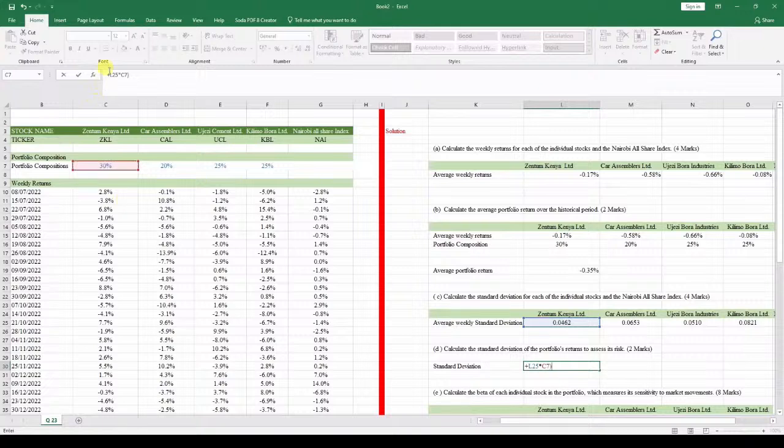So we close the bracket and we open another one over here so that it can actually pick the values the way we want them. Then we add the standard deviation over here. I forgot to open the brackets, so we open it right above over here. You can see it on the formula bar here. So we open the brackets there, and then we multiply that with car assemblers' corresponding portfolio composition weight. We open the brackets, we pick Ujenzi Bora weekly standard deviation, times the Ujenzi cement over here.